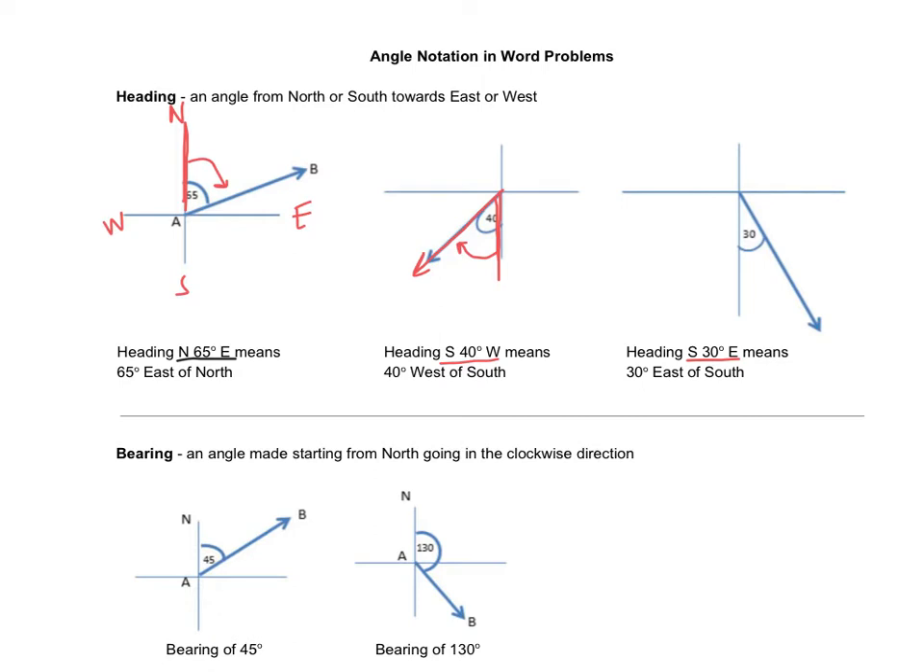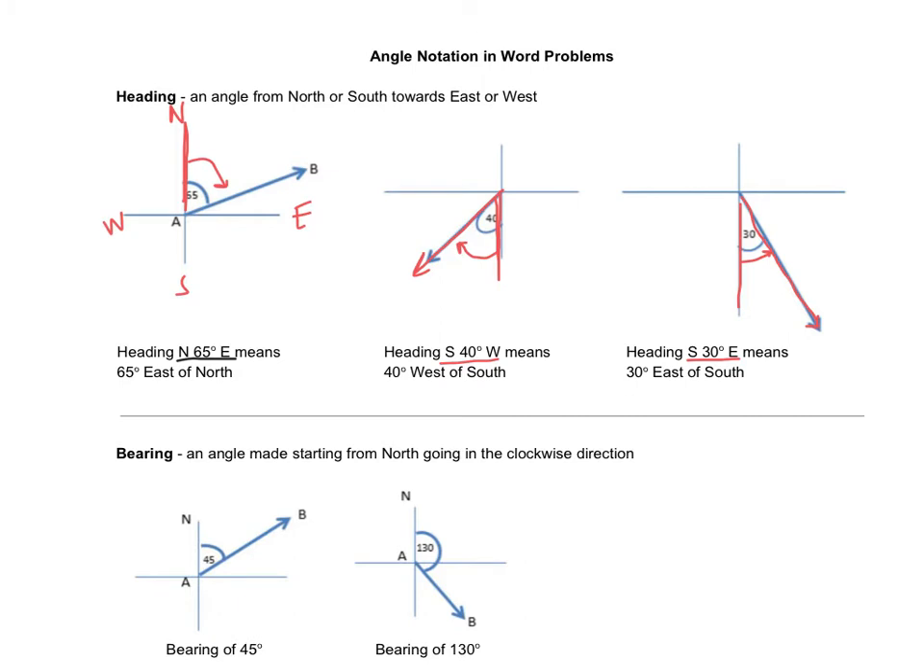We start south, so we're using south as our reference line, and then going to the right 30 degrees for our actual direction. So you do have to remember your north, east, south, west, and then you will always start with the north or south depending on what the first letter is, and then you will go to the right or left to form your angle and your direction depending on if it says east or west.